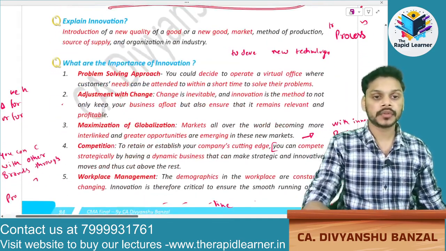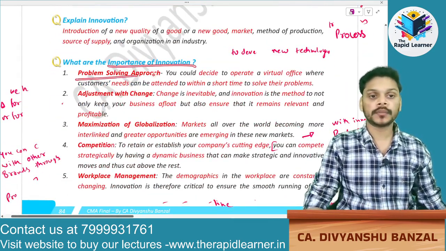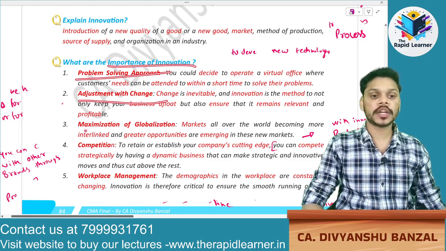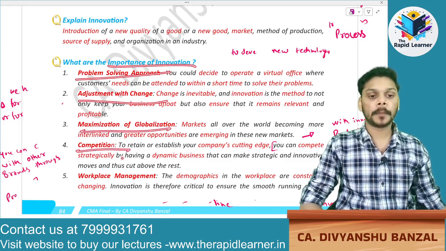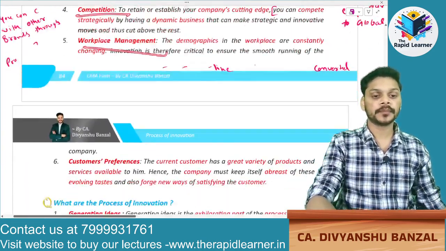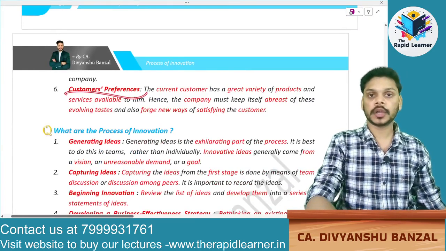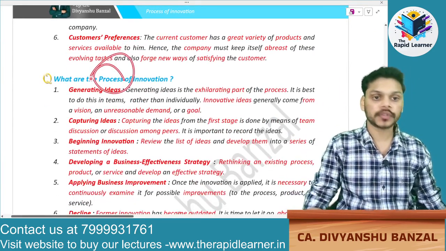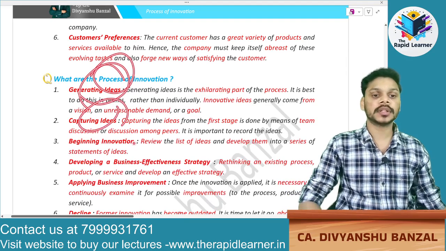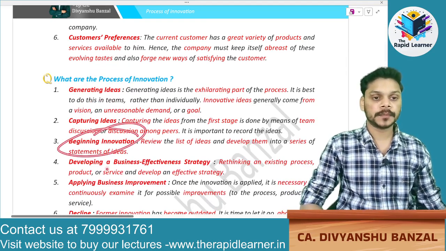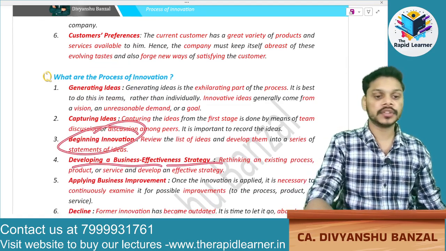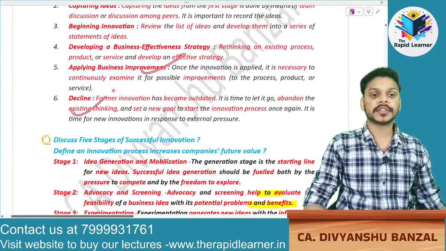Importance of innovation: problem solving approach, adjustment with the change, maximization of globalization, competition, workplace management, and last one is customers preference. And second question is process of innovation: generating idea, capturing the idea, beginning innovation, developing the strategy, applying the business improvement, and sixth one is decline.